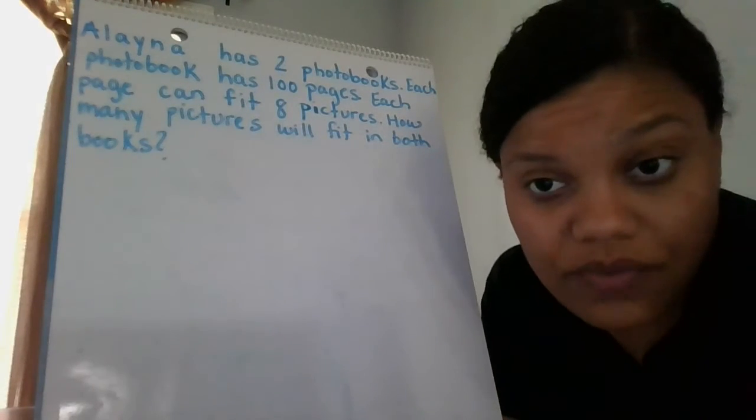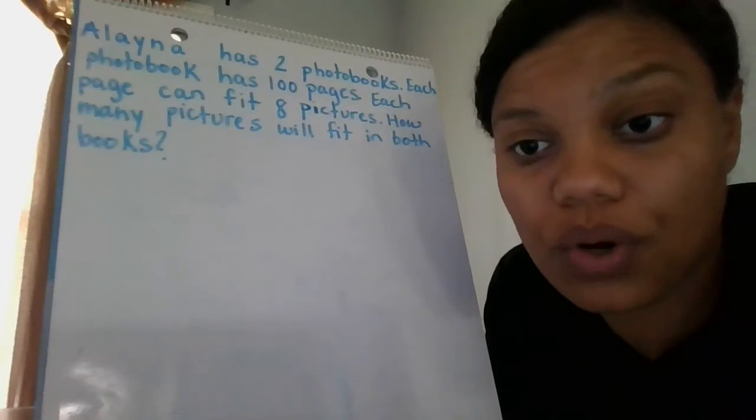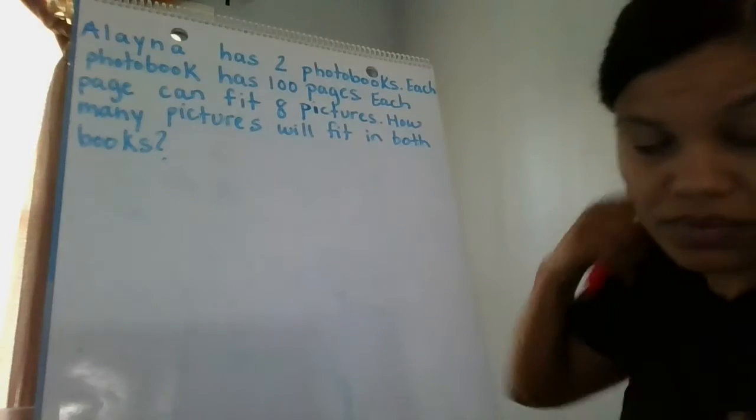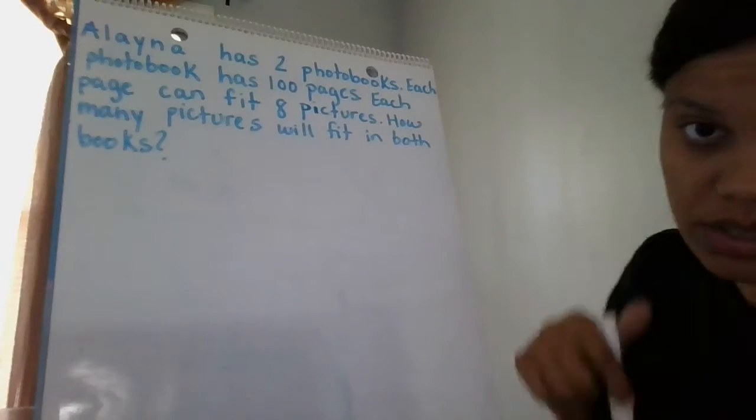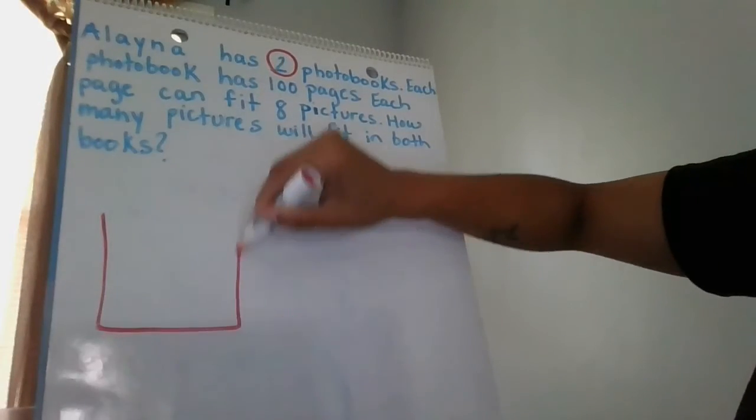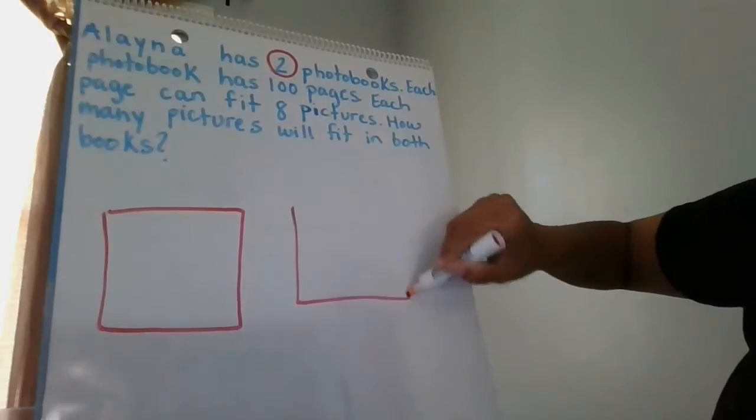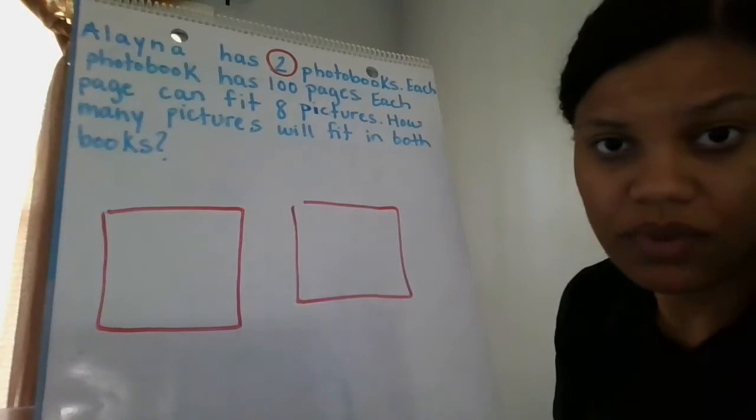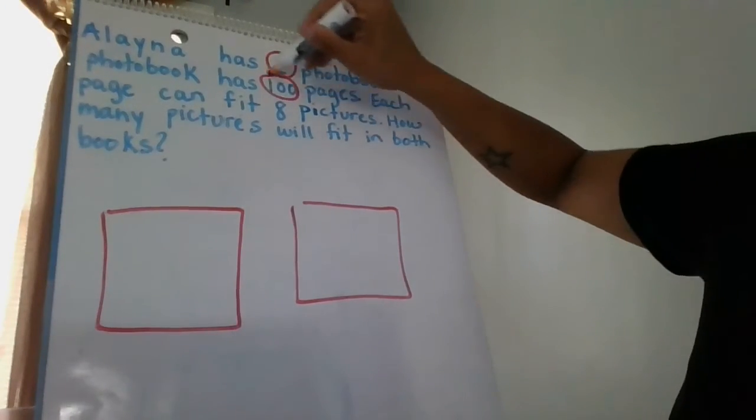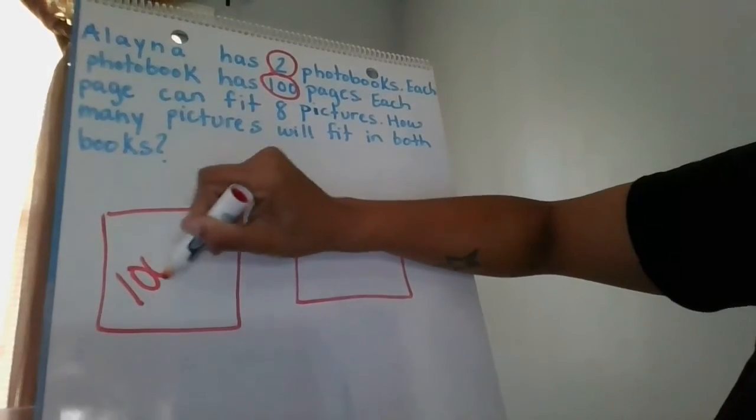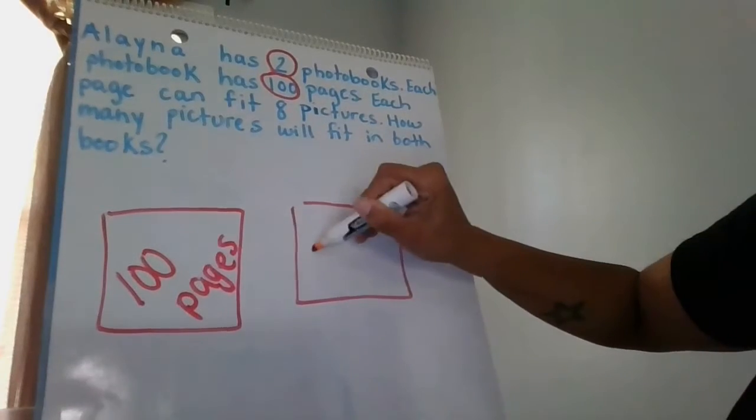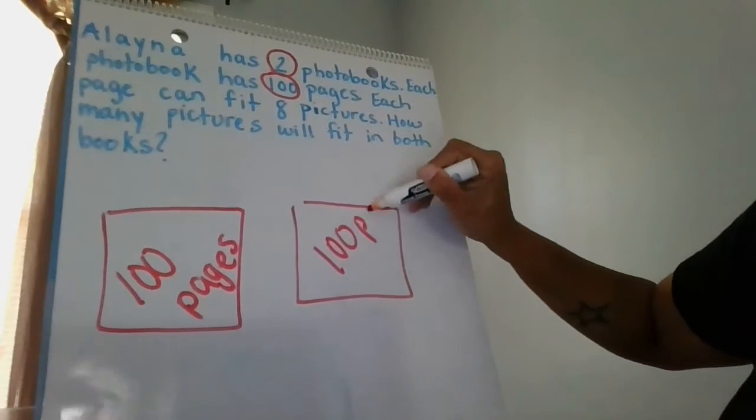So at this point, you should have paused the video, and now you should be ready to go over it with me. So let's start one sentence at a time. Elena has 2 photo books. So I'll start already just with that visual, and I have photo book 1 and photo book 2. Each photo book has 100 pages. So I can stop again, and I can say, okay, there's 100 pages here. And there are 100 pages here.